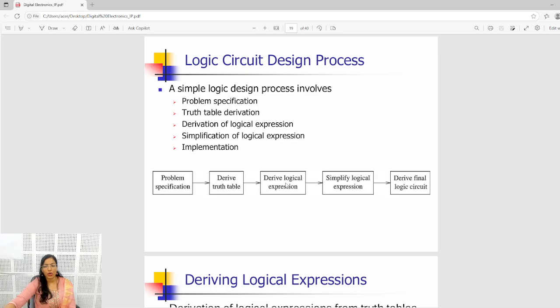This is a simple logic circuit design process which involves problem specification, deriving a truth table from that, deriving a logical expression, simplifying the logical expression, and then finally deriving the final logic circuit.